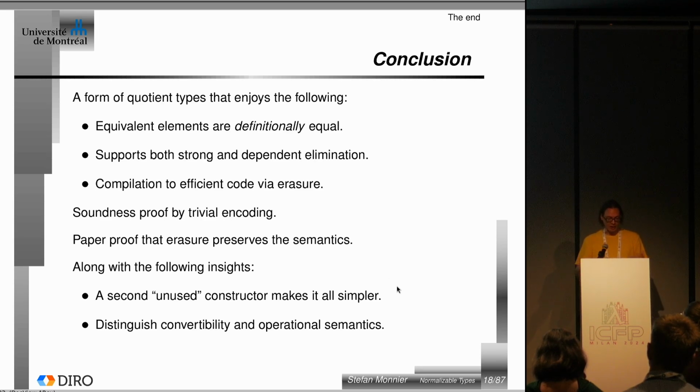And along the way, I figured that first, it's really useful to add a constructor you never use. And second, that it is important to distinguish the reduction rules you have in type checking, the one you need for convertibility, from the one you need at runtime, which often can be implemented using just the same reduction rules, but sometimes it's really important to distinguish the two.